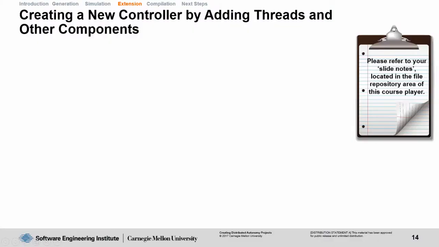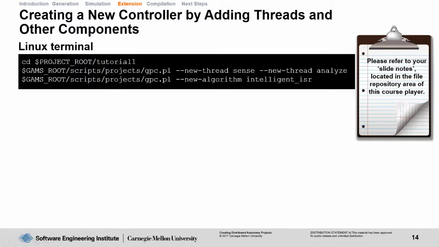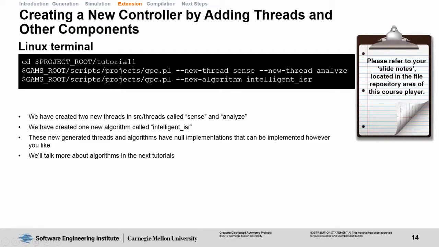Next, let's talk about adding threads and other components to your GPC project. Here we open a Linux terminal and we create a couple of things. First, we create 2 new threads called sense and analyze, which are supposedly going to be persistent threads that are running all the time, and we place them in source threads. We also create a new algorithm called intelligent ISR, which will be placed in the source algorithms directory. These new generated threads and algorithms have null implementations that you can fill in later. We'll talk more about algorithm creation in the next tutorial.